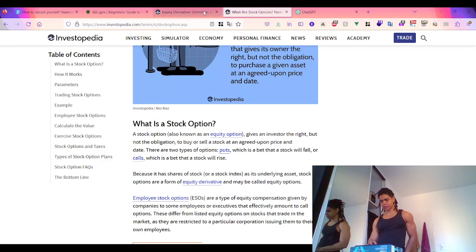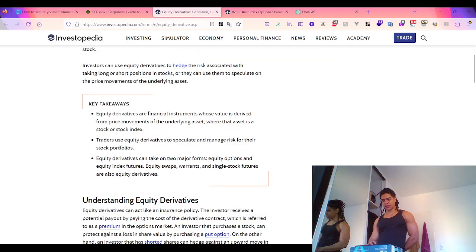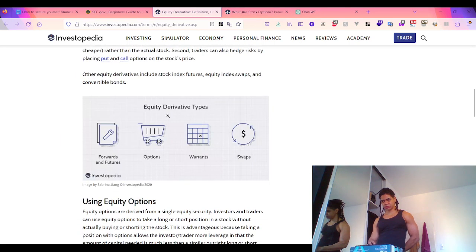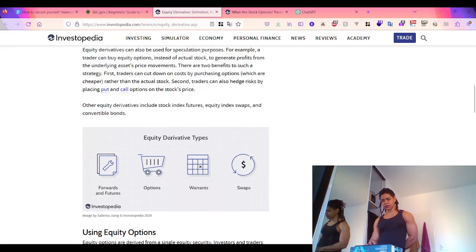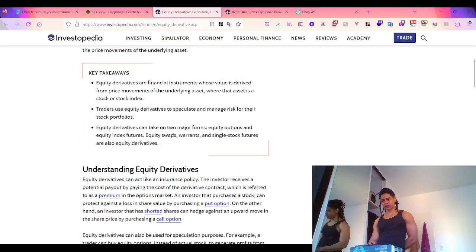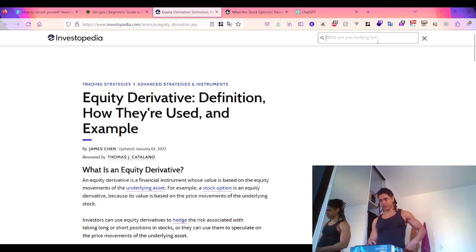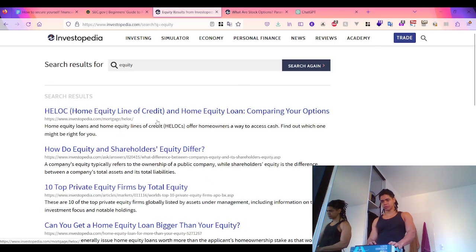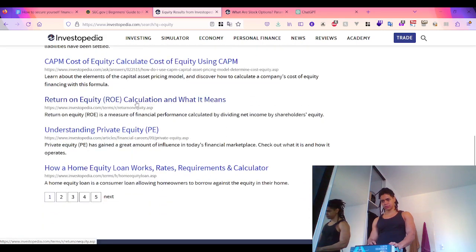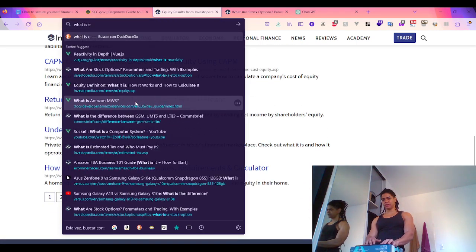So this is stock options, because after all, stock options, which are also known as equity options, are equity derivatives, or ownership derivatives. When we talk about equity here, an equity derivative is a financial instrument whose value is based on the equity movement of the underlying assets. And when you talk about equity, what is equity?